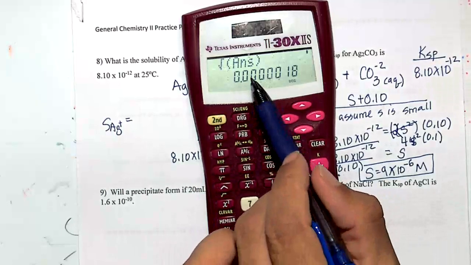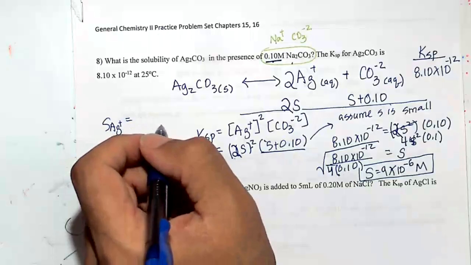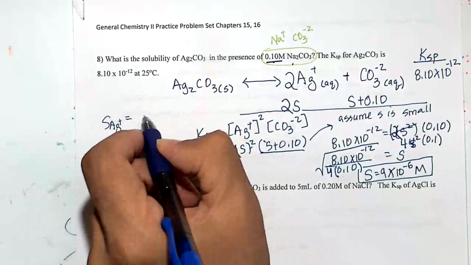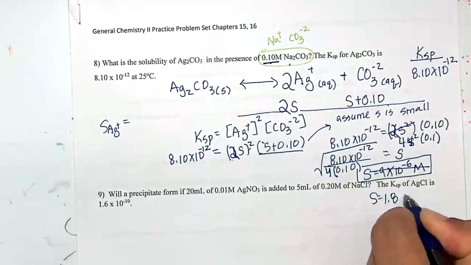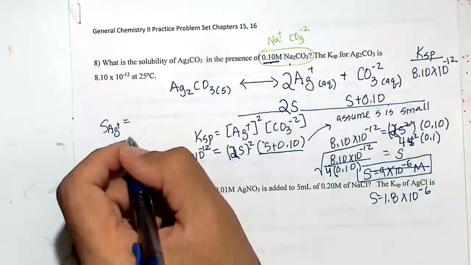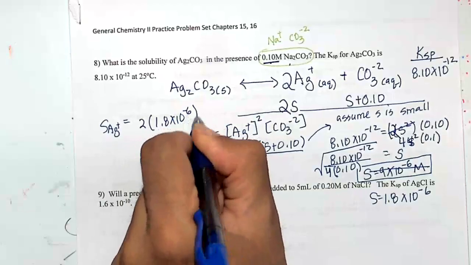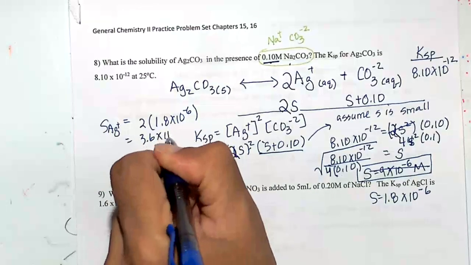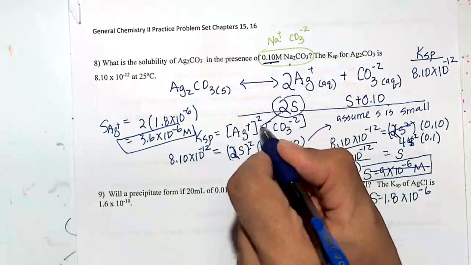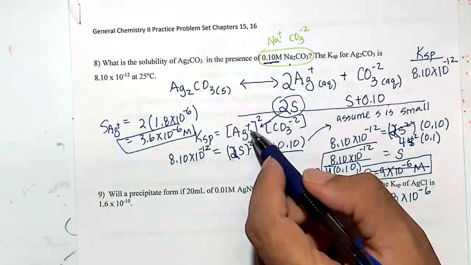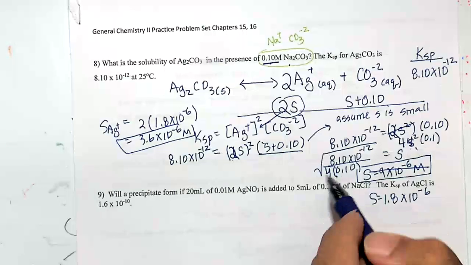The correct answer is 1.8 times 10 to the minus 6. So the solubility of Ag+ will be 2 times that, and that's going to be 3.6 times 10 to the minus 6 molar. So basically, you're going to put your 2S in here. That becomes 2S whole squared. 2S whole squared is 4S squared. So the 4 goes down here.